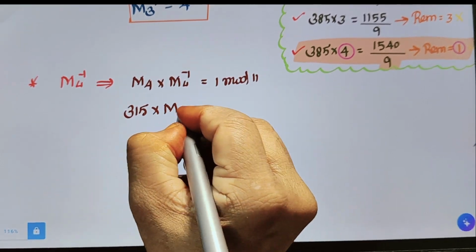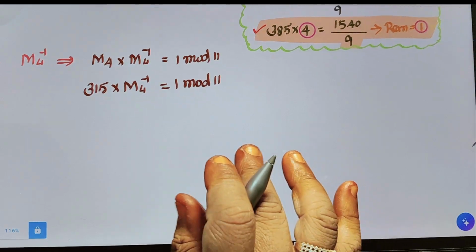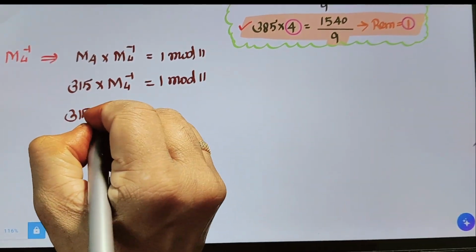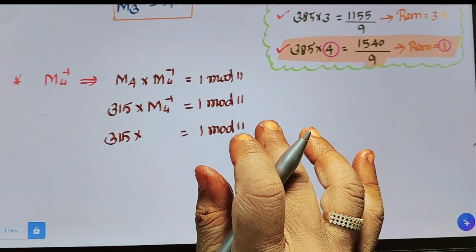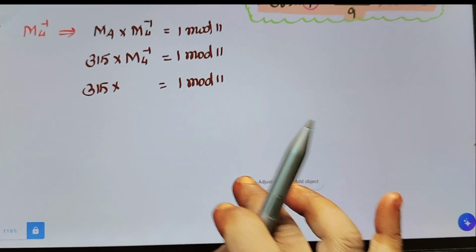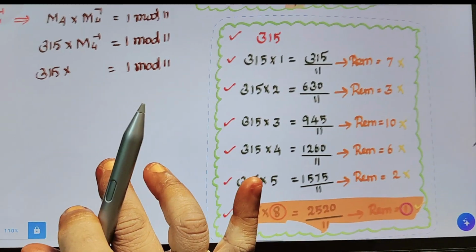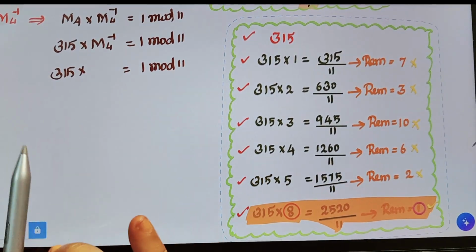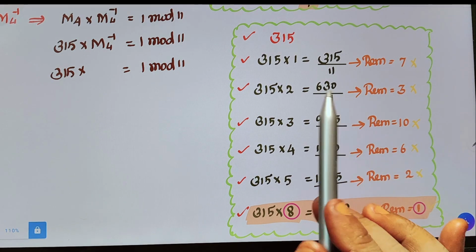315 into M4 inverse equal to 1 mod 11. Next, 315 into 1 mod 11. Refer to the calculation. See here, this is the calculation to find M4 inverse. Here several steps are followed, right?